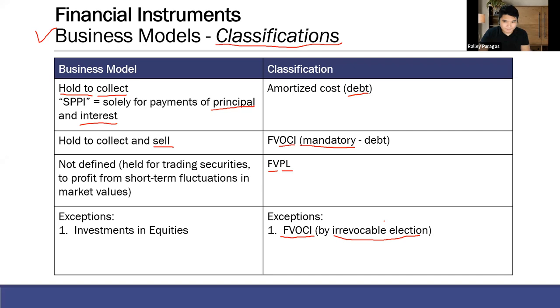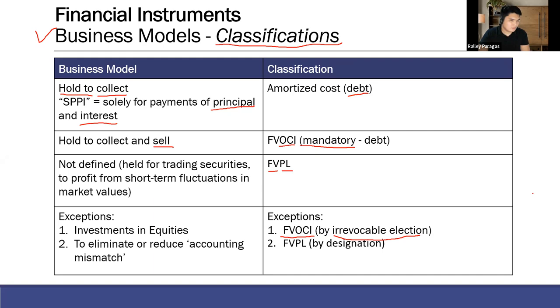And then another exception to the business model rule would be if, for example, the company wants to eliminate or reduce accounting mismatch. So for example, karamihan ng mga investments niya are already being measured at FVPL by designation, the company may also designate one of its investment holdings, even though hindi niya fina-follow yung business model na rule. So by designation, pwede niya i-classify yung kanyang investment at fair value through profit or loss.